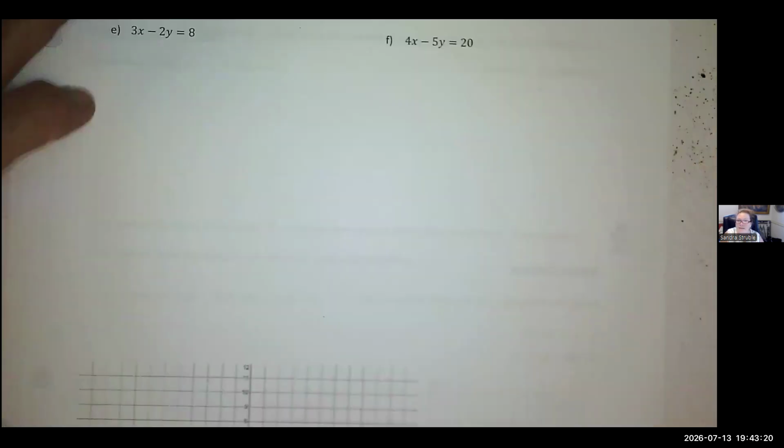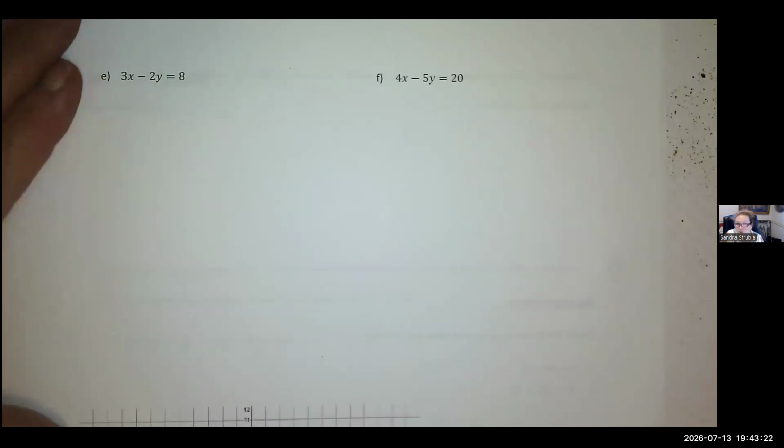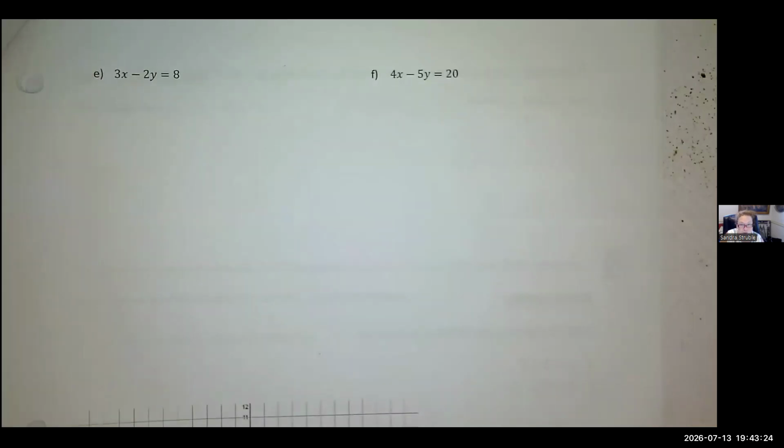Okay, 2 more. We're going to do the exact same thing. So at this point, I want you to pause the video, solve for y, find the y-intercept and the slope, and then we're going to graph it and label it. So go ahead and attempt E for yourself and then come back to see how you did.